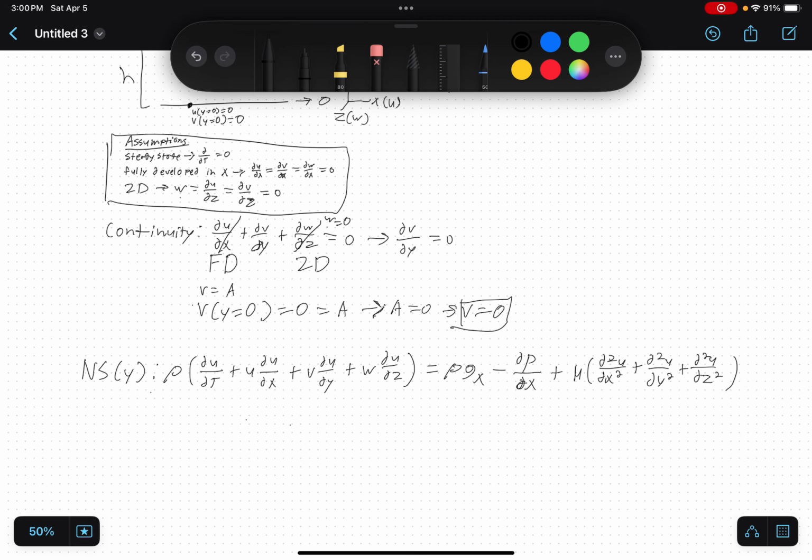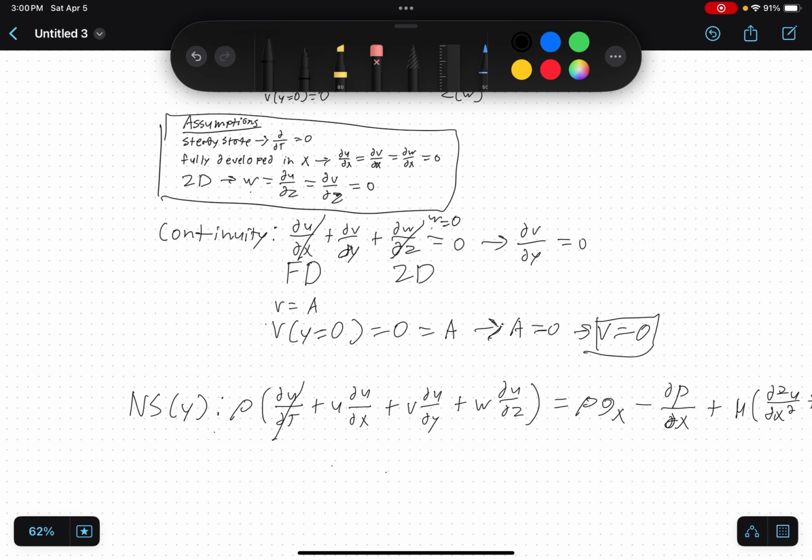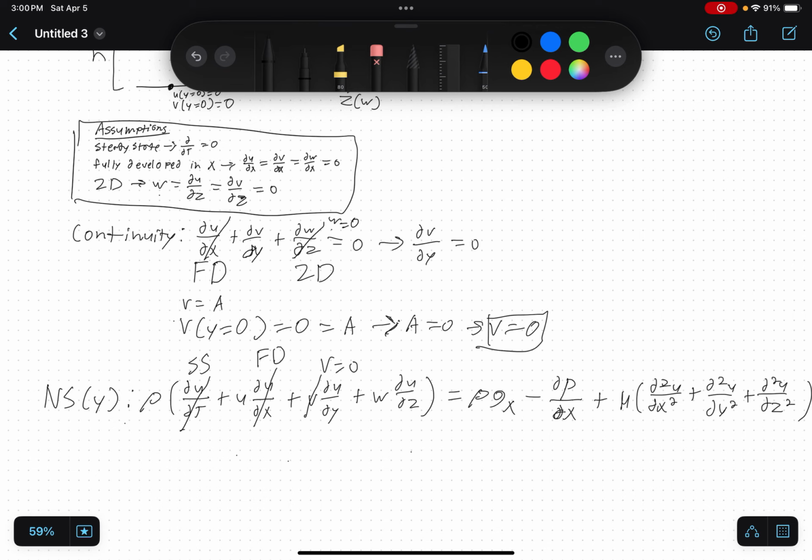So let's start over here. We can cancel out this first term because of steady state, since we said anything with a derivative with respect to time is 0. Next, we can cancel out this term because we assumed fully developed. We can cancel out this term because v equals 0, which we found up here from the continuity. If we didn't do the continuity, we wouldn't have found that, and that term would still be there, and we would be like, what the heck do we even do? W is 0 because it's 2D.